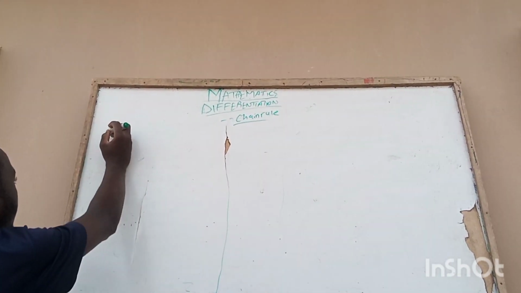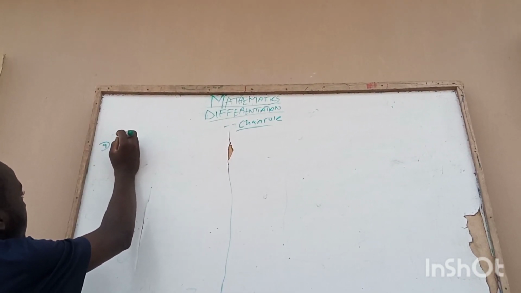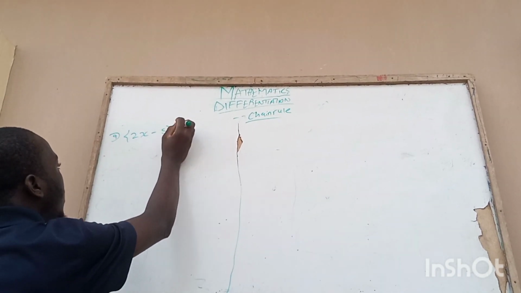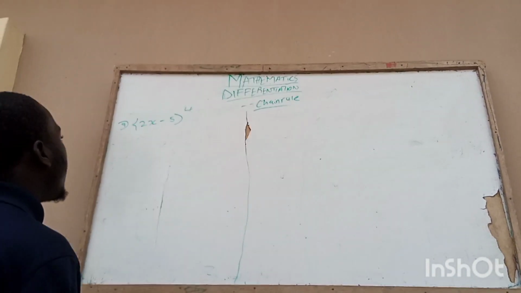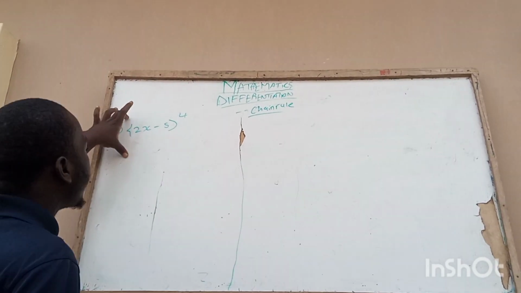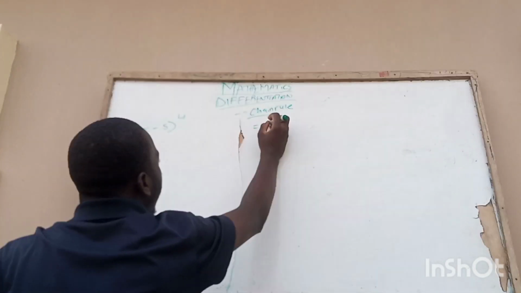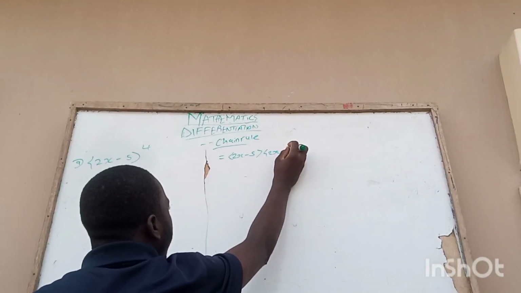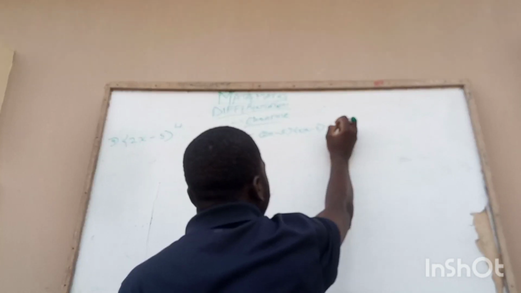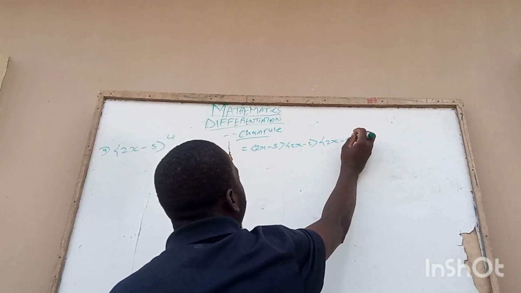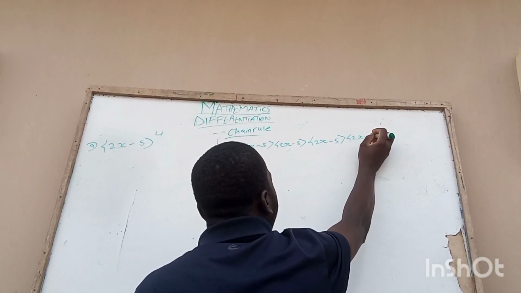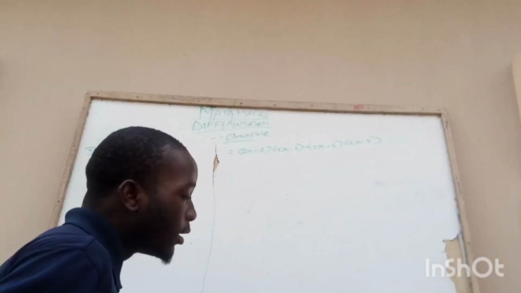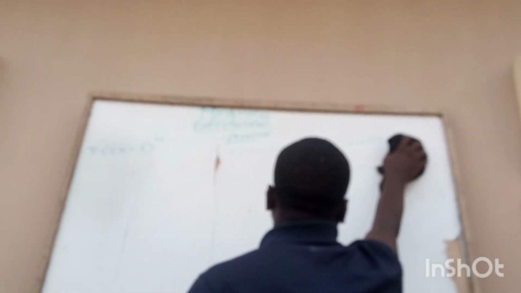For example, we have something like: differentiate (2x minus 5) raised to power 4. To do an equation like this, instead of splitting everything into 2x minus 5, 2x minus 5, 2x minus 5, and 2x minus 5 and opening the brackets, they came up with a rule known as the chain rule.